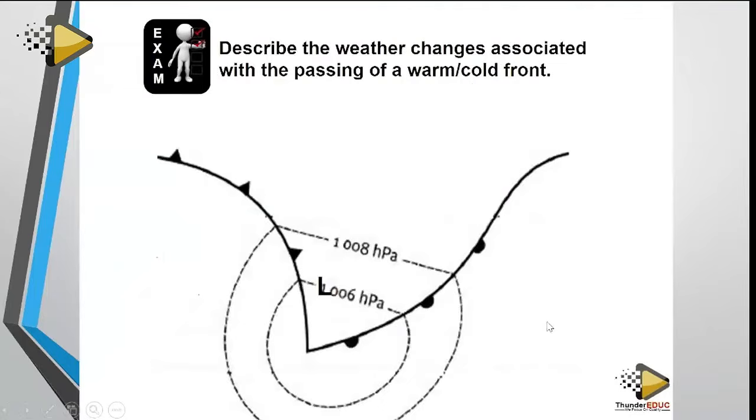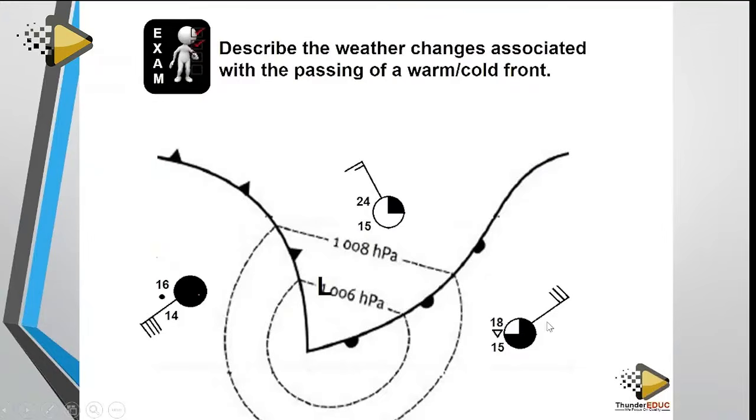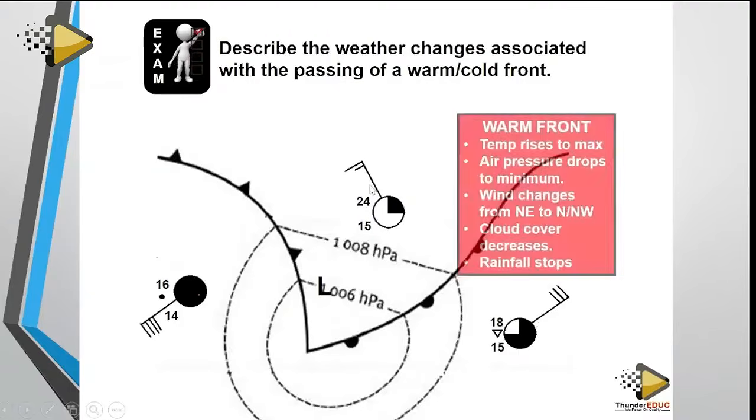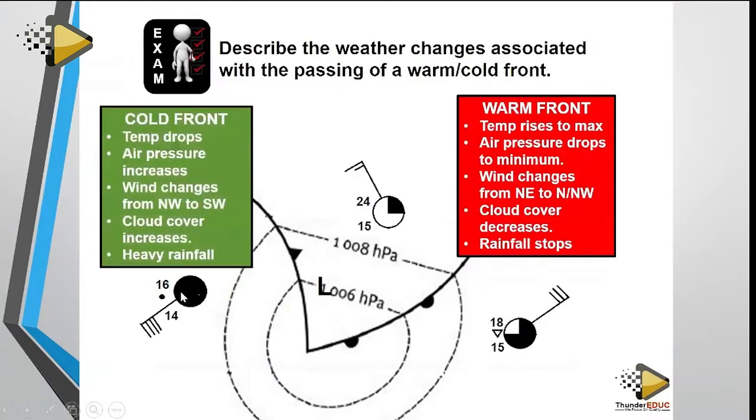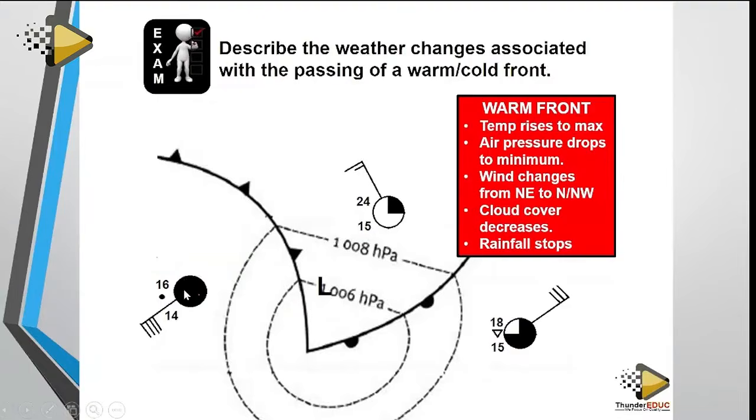Now, describe weather changes associated with the passing of a warm and cold front. What will happen when a warm front or cold front passes? Let's look at the three weather stations here. Let's look at this weather station and this weather station. So this will indicate to us what happens when the cold front passes. This is your cold front, this is your cold sector, and this is your warm sector.